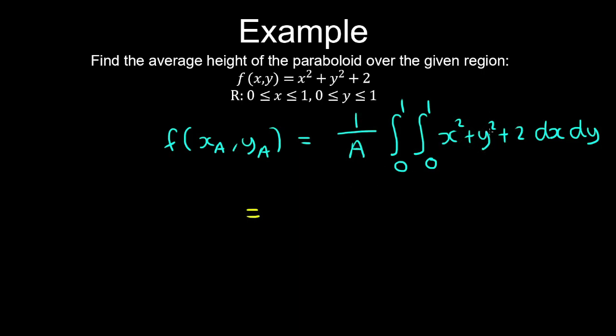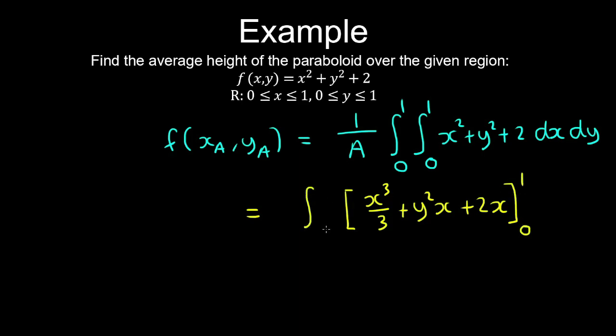And now evaluating the inner integral, we get x cubed on 3 plus y squared x plus 2x evaluated at x equals 0 and 1, and we integrate the result over y. So what we get is 1/3 plus y squared plus 2 integrated over y from y equals 0 to y equals 1.